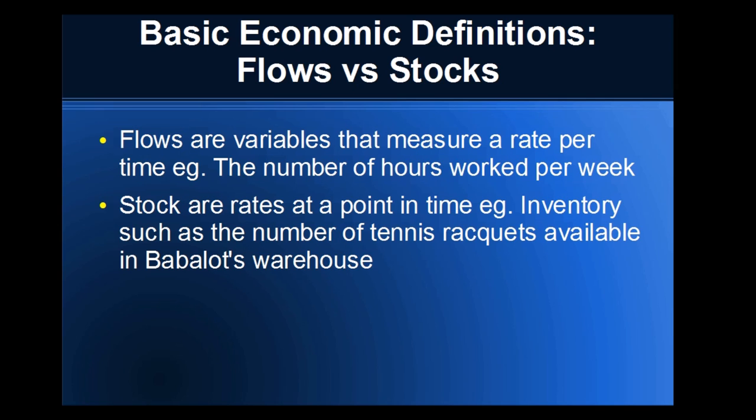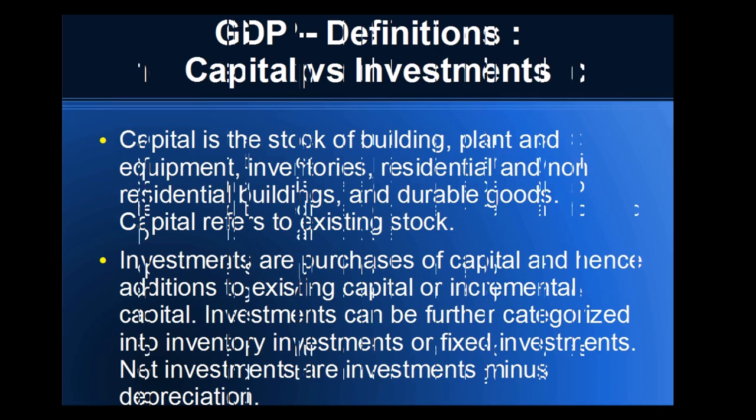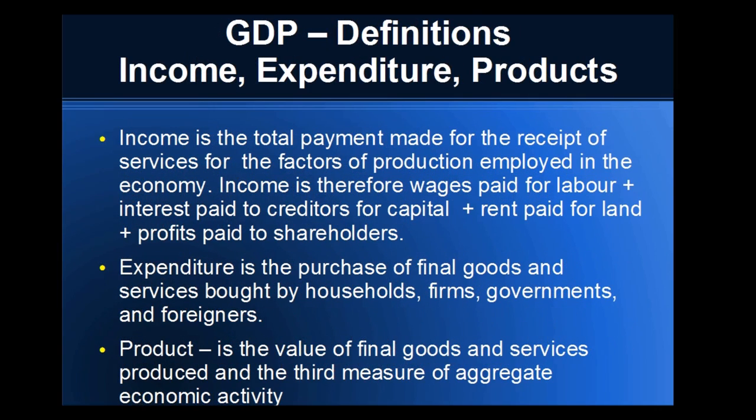Next, let's look at capital versus investments. Capital is a stock. So capital is a stock of buildings, plants, equipment, inventories, residential and non-residential buildings, and durable goods. Capital refers to existing stock. Investments are purchases of capital and hence addition to existing capital or incremental capital. Investments can be further categorized into inventory investments or fixed investments. Net investments are investments minus depreciation. So investments are flows versus capital, which are stock.